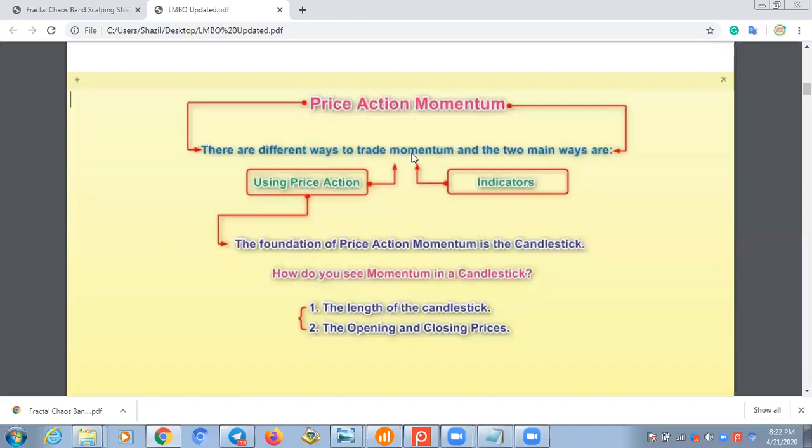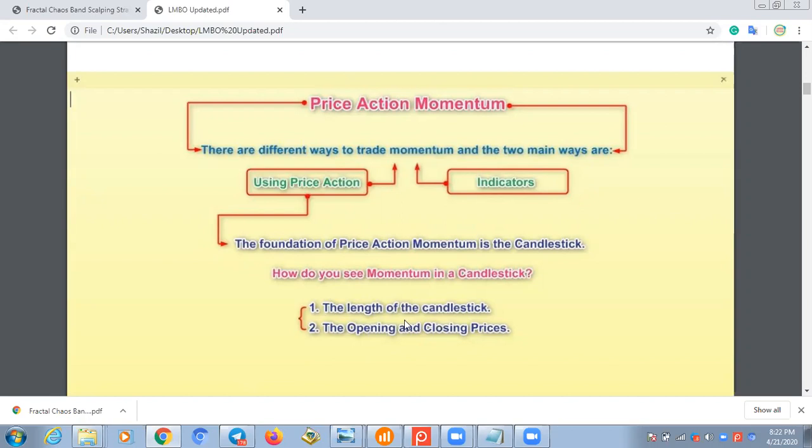We can only analyze the momentum with two things: one, using price action, and another, using indicators. Now we are price action traders, so we only use the price action setup. In a price action system, we only know about the momentum from the candlesticks.